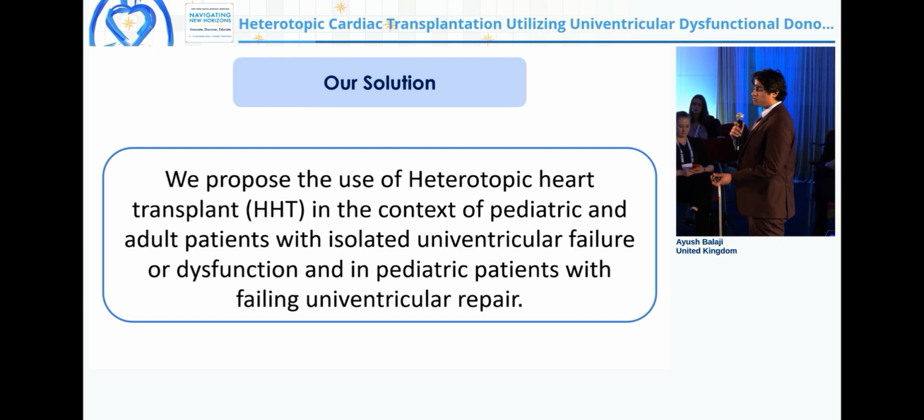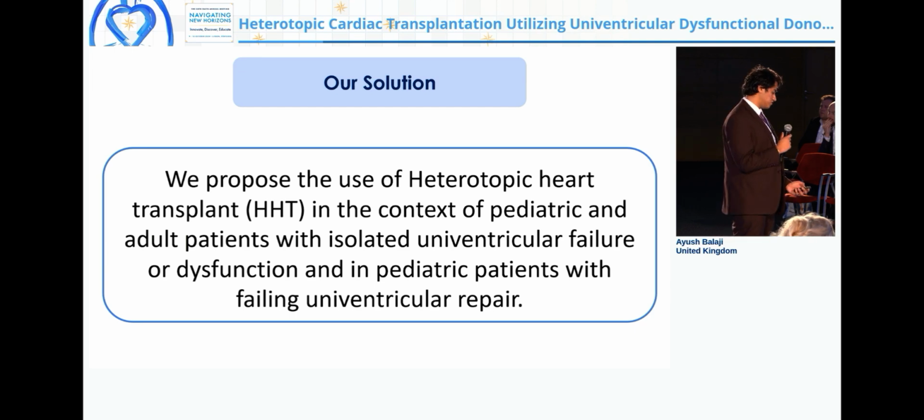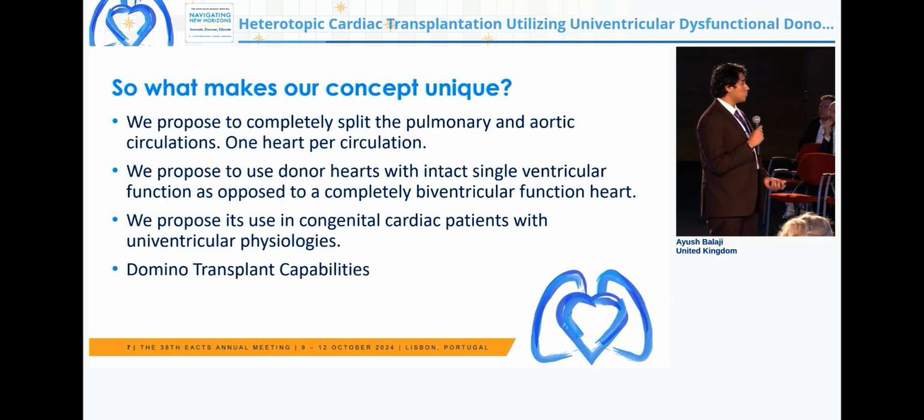So to combat this problem, we propose the use of heterotopic cardiac transplantation for pediatric and adult patients with univentricular dysfunction. So what makes our concept unique? We propose to completely split the circulations, pulmonary and aortic, so one heart per circulation, one heart for the lungs, one heart for the systemic circulation.